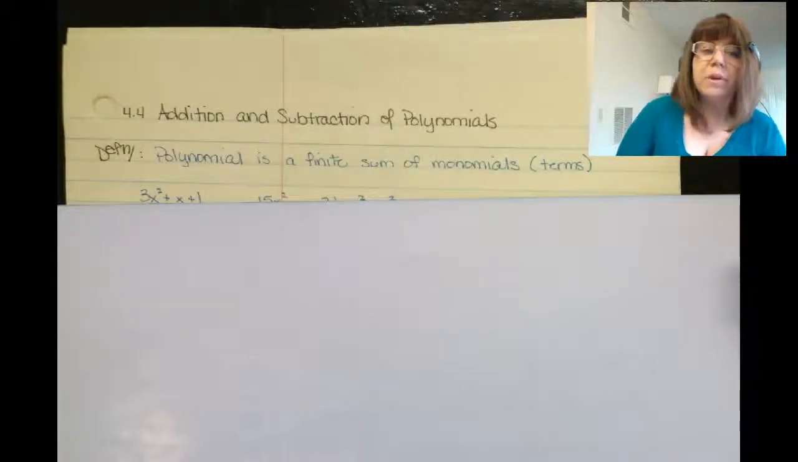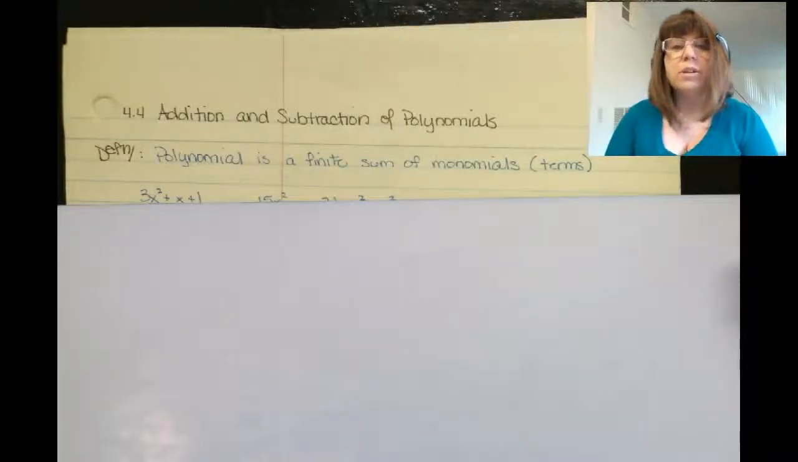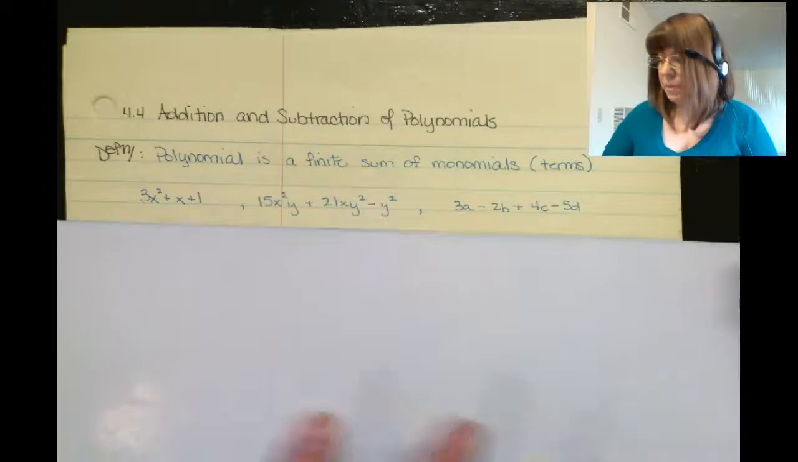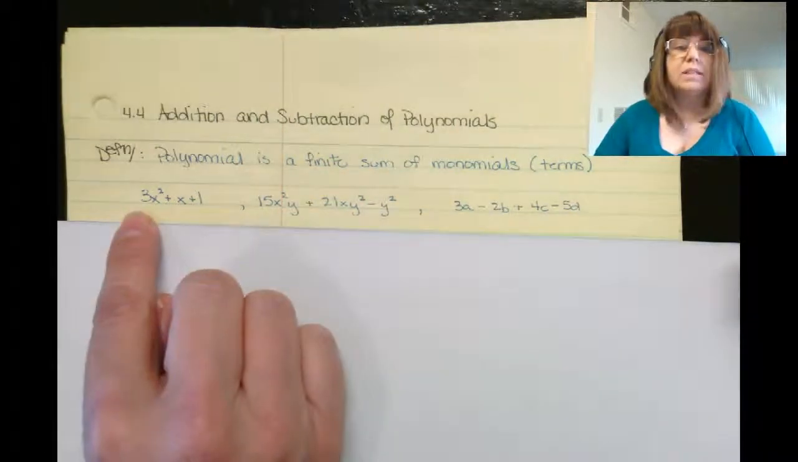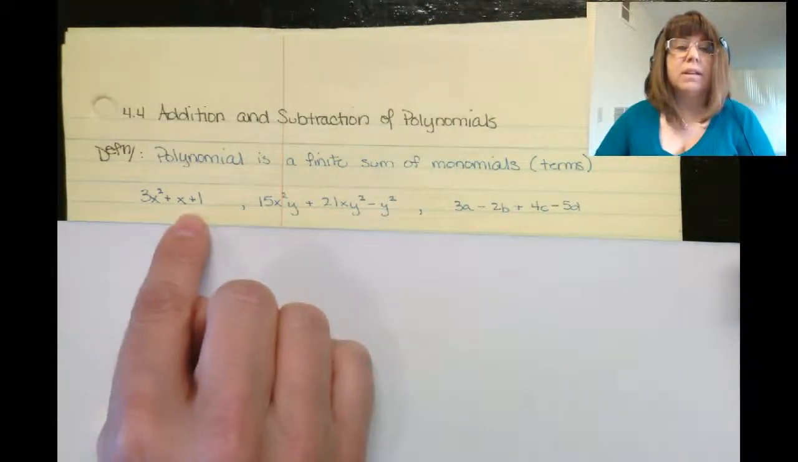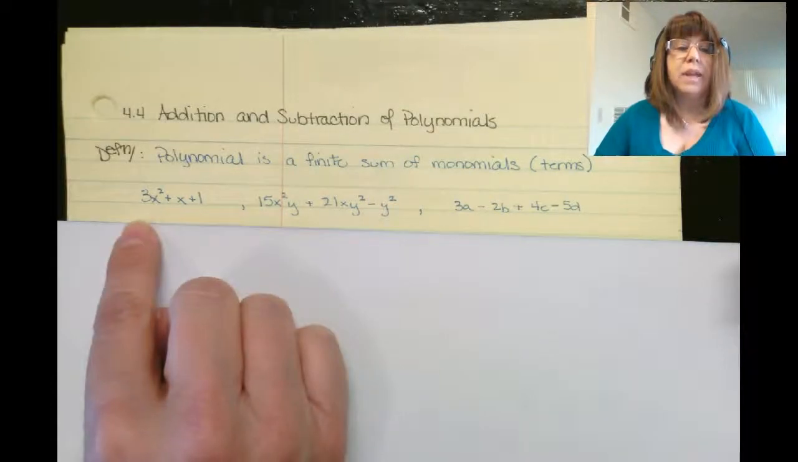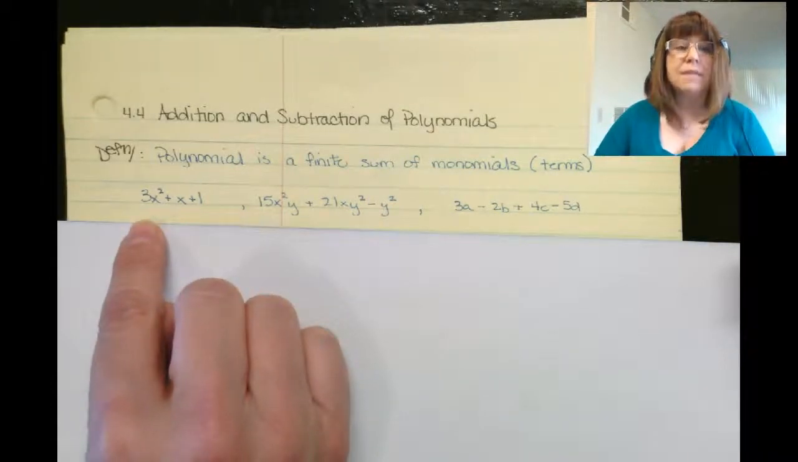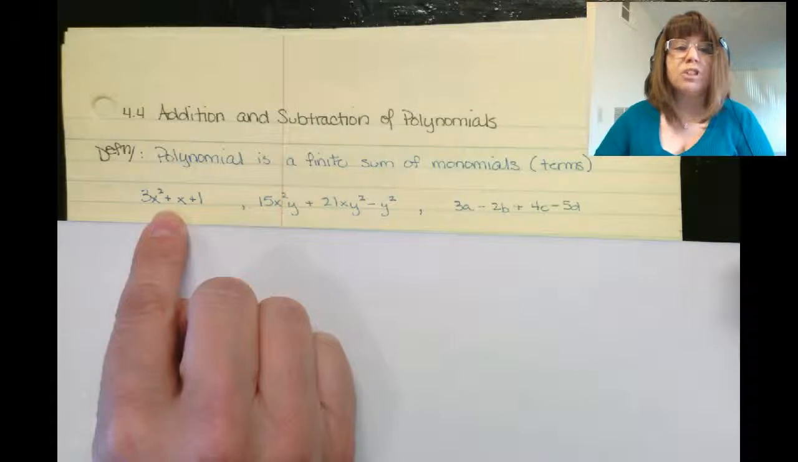Welcome to Lecture 4.4, Addition and Subtraction of Polynomials. In the previous lectures, we worked with monomials, meaning one term. Now we're going to work with polynomials, which is a finite sum of monomials. For example, 3x squared plus x plus 1 is a polynomial. Each term is separated with addition or subtraction.